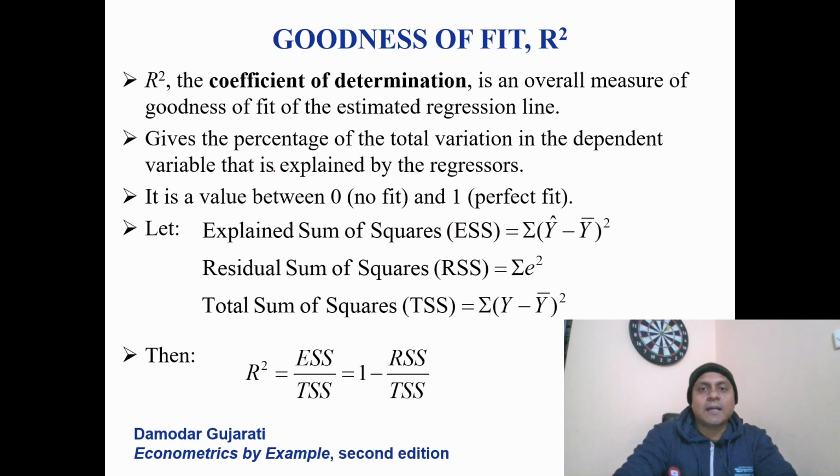Goodness of fit, on the other hand, is one of the other criteria to understand the model's goodness, and R square is the representation of the goodness of fit. It also says the coefficient of determination gives the percentage of total variation in the dependent variable that is explained by the regressors, meaning all the independent variables available in your model. How well the model is explained by the regressors, that is what we call the goodness of fit, or in other words R square.